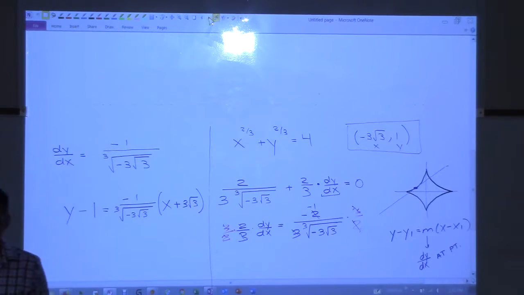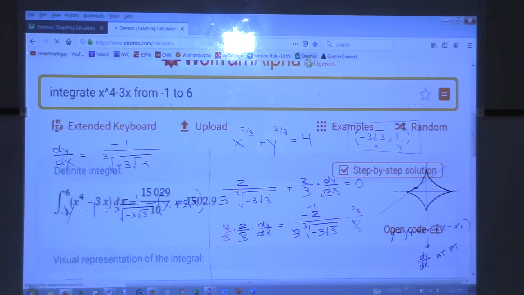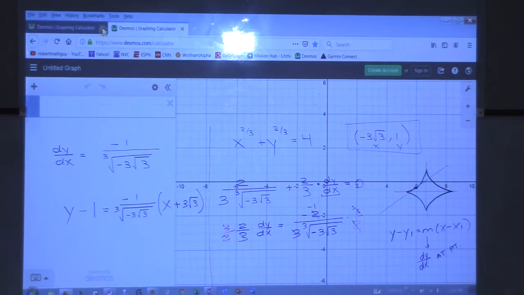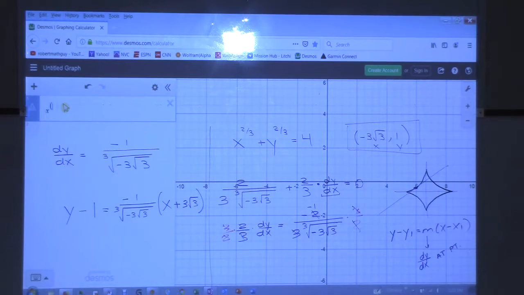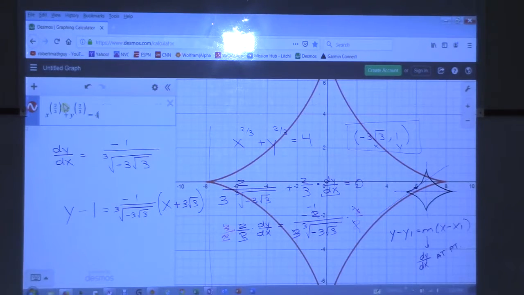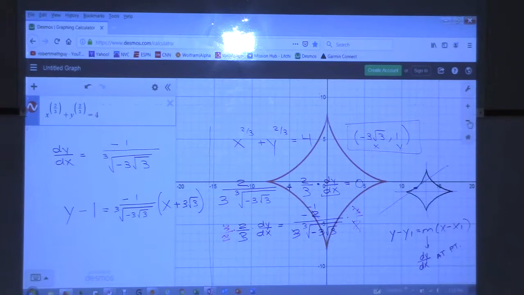Let's check. What I'm going to do is ask the computer to graph this. I'm not sure how this is going to go, okay? No promises here. Okay, we had x raised to the 2/3 plus y raised to the 2/3 equals, what was it, 4? Hey, not bad. Okay, so there's our asteroid.